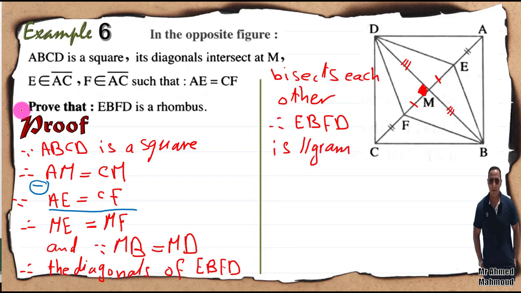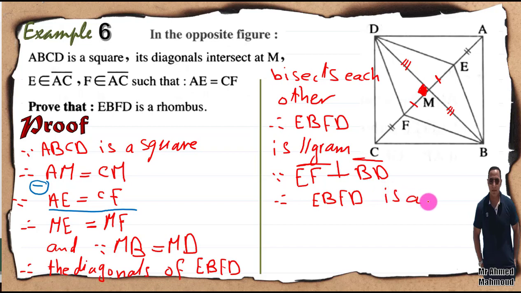But we need to prove that it is a rhombus. If we have a parallelogram in which its diagonals are perpendicular, then this parallelogram is a rhombus. Since EF is perpendicular to BD, therefore EBFD is a rhombus.